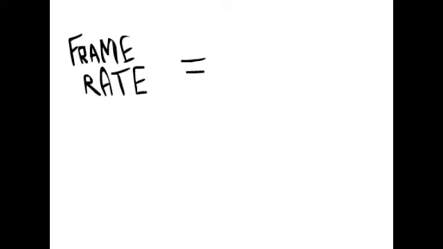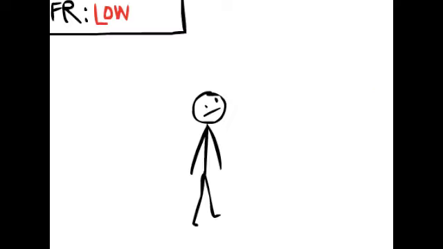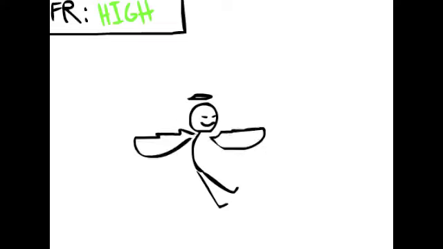Frame rate is the number of frames per period of time that a frame-by-frame animation uses to convey motion. The higher the frame rate, the more fluid the motion tends to look. With a low frame rate, this movement appears to be choppy. However, if we increase the frame rate, the movement appears to be more fluid.